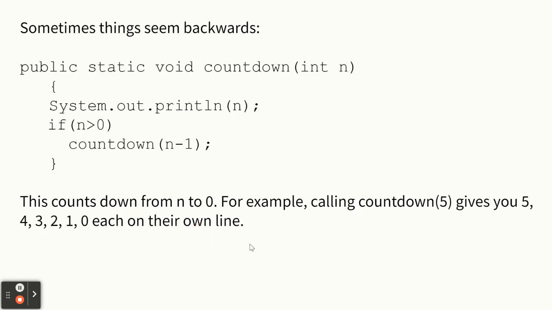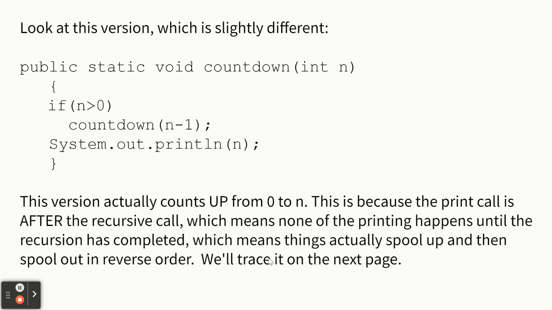Here's another example. Sometimes things run sort of backwards. This one, countdown, you send over a number, it's going to give you the numbers each on its own line going down to 0. That's okay. That's not very backwards. This one, though, you might think it's the same.